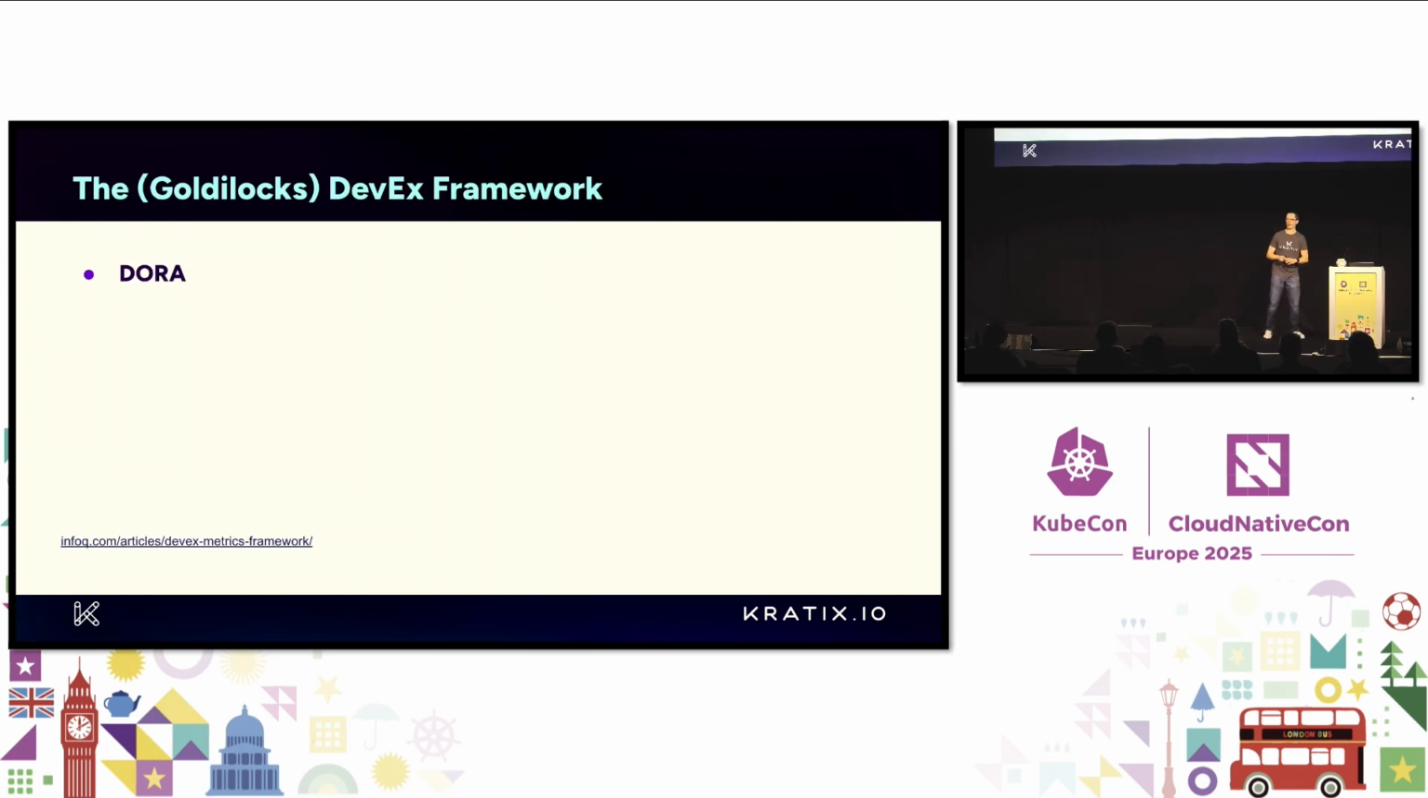And lastly, the Goldilocks and the DevX framework. I know it's DX Core 4 now, it's rebranded a little bit, but I really like this notion of thinking about DORA. It's well understood. I can chat to C-level folks about DORA. They understand it these days as much as we do as architects and developers. It is very delivery focused though, right?